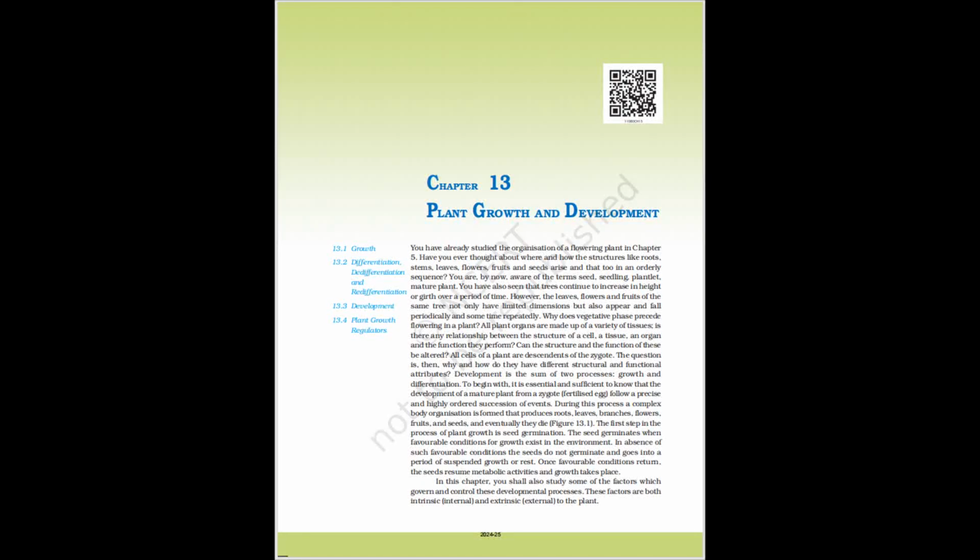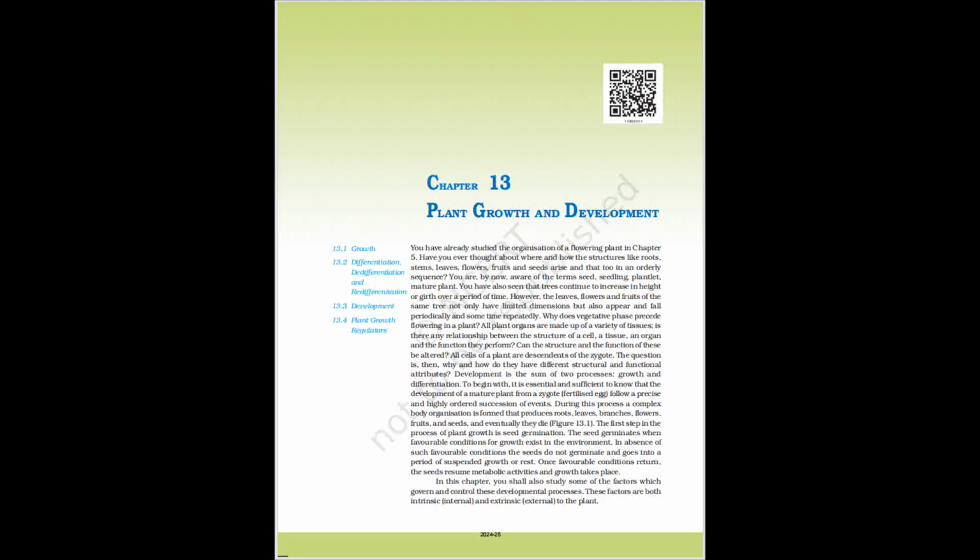The PGRs of the other group play an important role in plant responses to wounds and stresses of biotic and abiotic origin. They are also involved in various growth-inhibiting activities such as dormancy and abscission. The PGR abscisic acid belongs to this group. The gaseous PGR, ethylene, could fit either of the groups, but it is largely an inhibitor of growth activities. 13.4.2 The discovery of plant growth regulators.